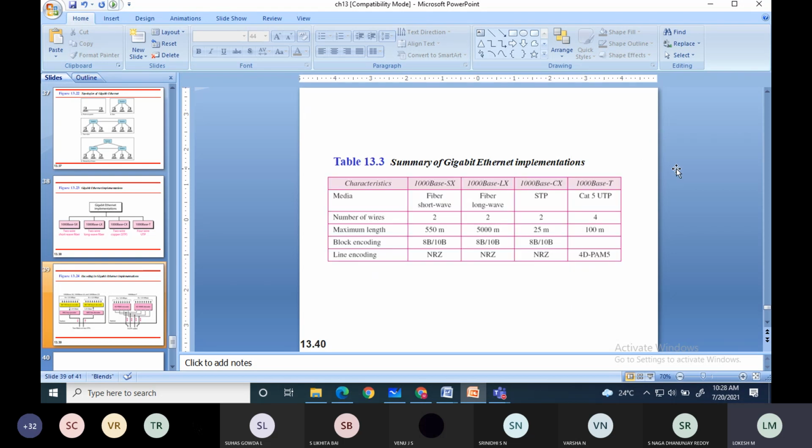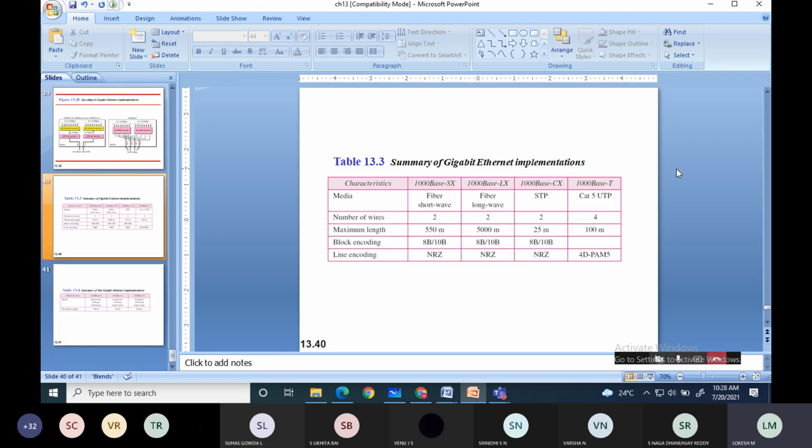Our next topic is to summarize all the gigabit Ethernet implementations. When you summarize all four versions of different cables of gigabit Ethernet, we have different characteristics: which type of medium is used, the number of wires connected to the stations, how far we can use this particular gigabit Ethernet, and which block encoding and which line encoding are used for the encoding and decoding at the different stations.